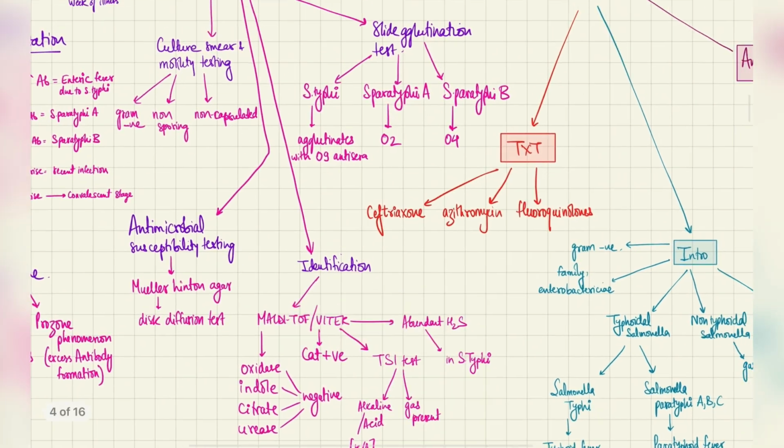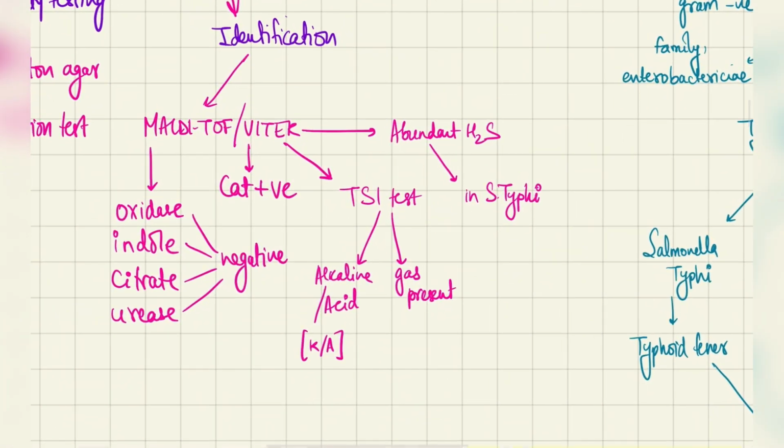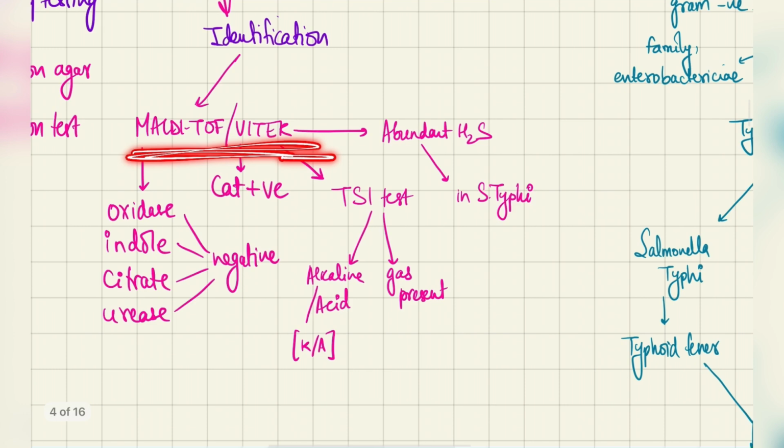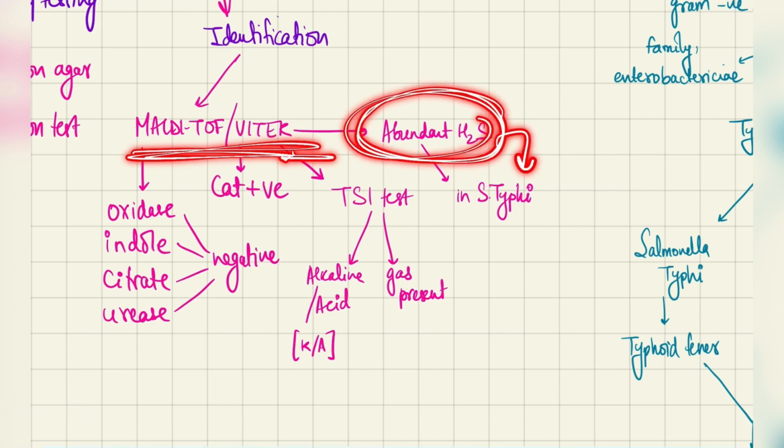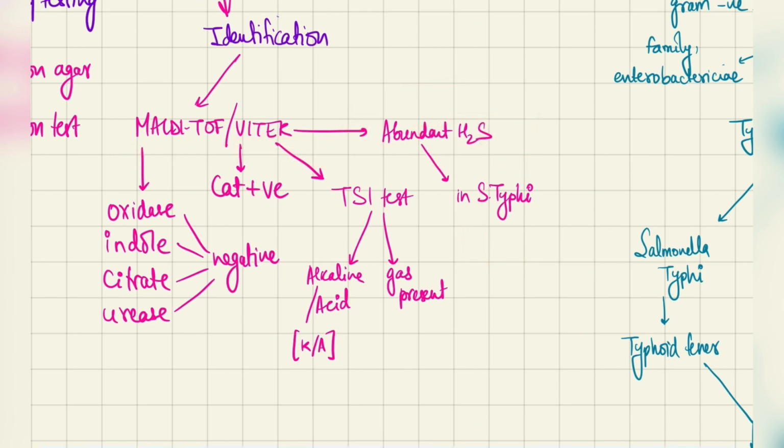Identification. How do you identify this organism? The famous tests we do. Obviously, there will be abundant H2S. This indicates typhi. Why? Because we clearly saw in Wilson-Blair media, we saw jet black colonies. Remember, that was because of the H2S. So, this test will detect H2S in typhi.